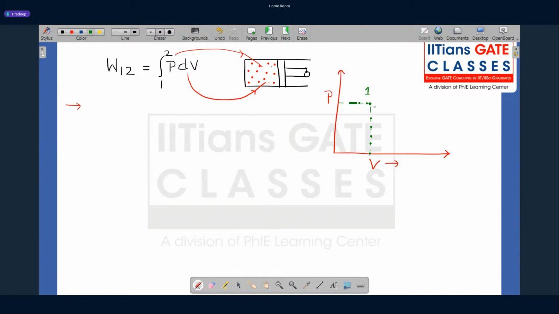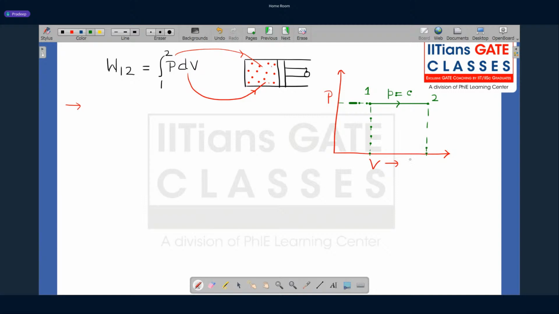Okay, now when the state change is happening or the process is happening, we are talking about the process path. We talked, right, that work transfer depends on the process path. Why? Because it is area under the curve. Now we will talk about different processes. First process is a constant pressure process. Okay, from state point 1 to state point 2, when the gas is expanding, the pressure is remaining constant.